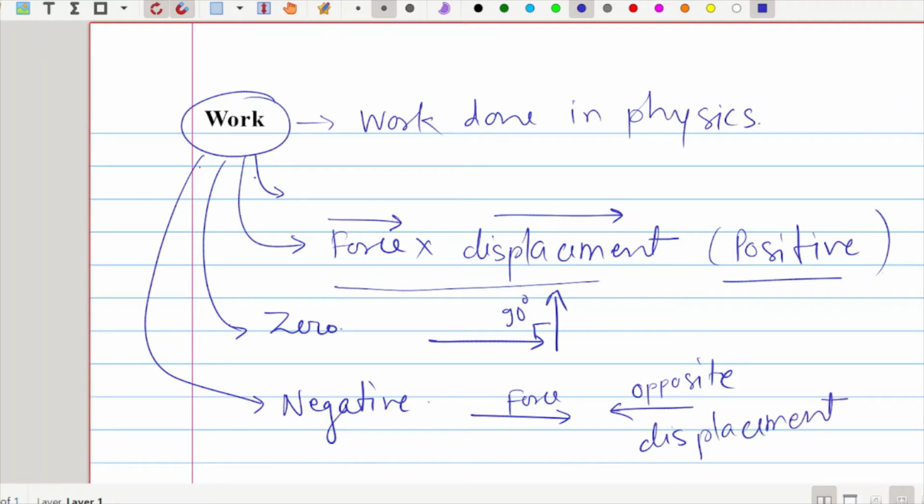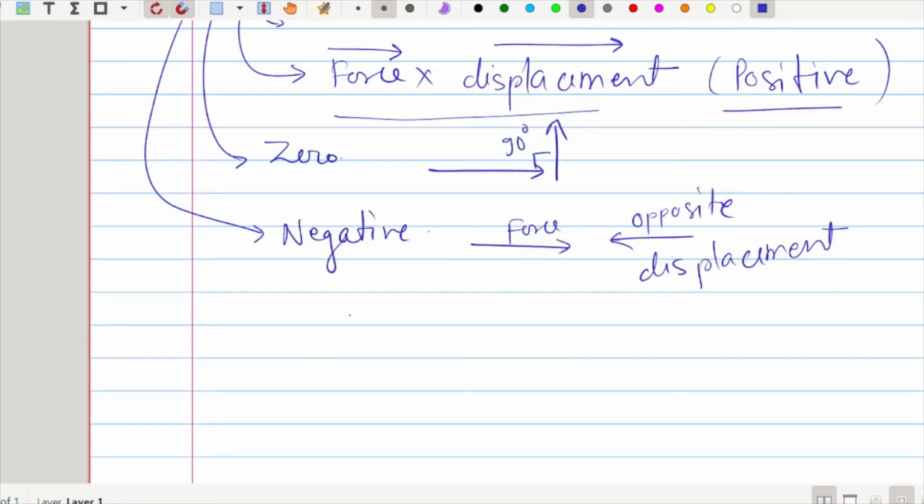So where do you find an example of positive work? You can find positive work, let's say, if there is a lawn roller and the gardener is pushing or pulling this lawn roller, and due to that push there is a displacement in the direction of force. So that is positive work.